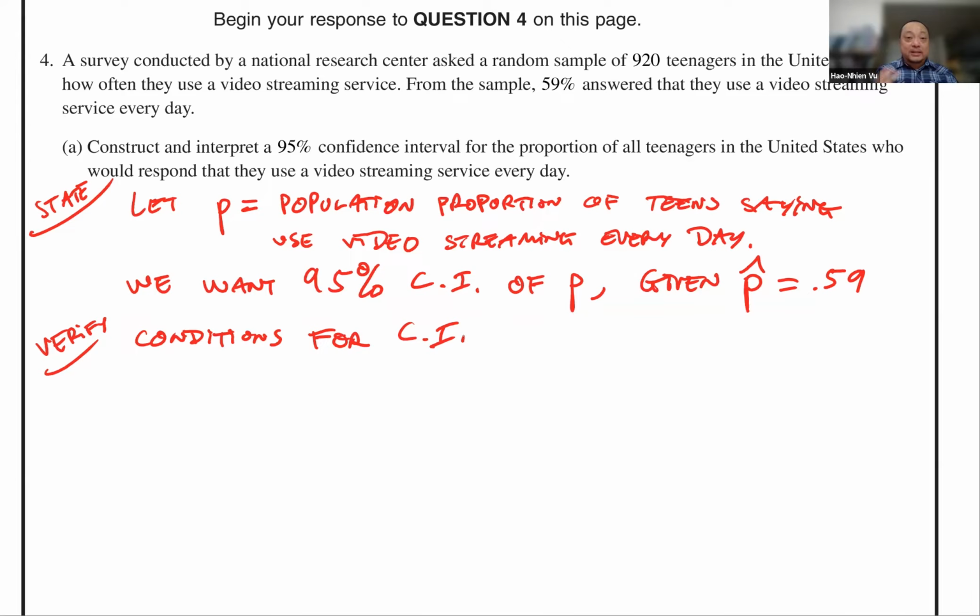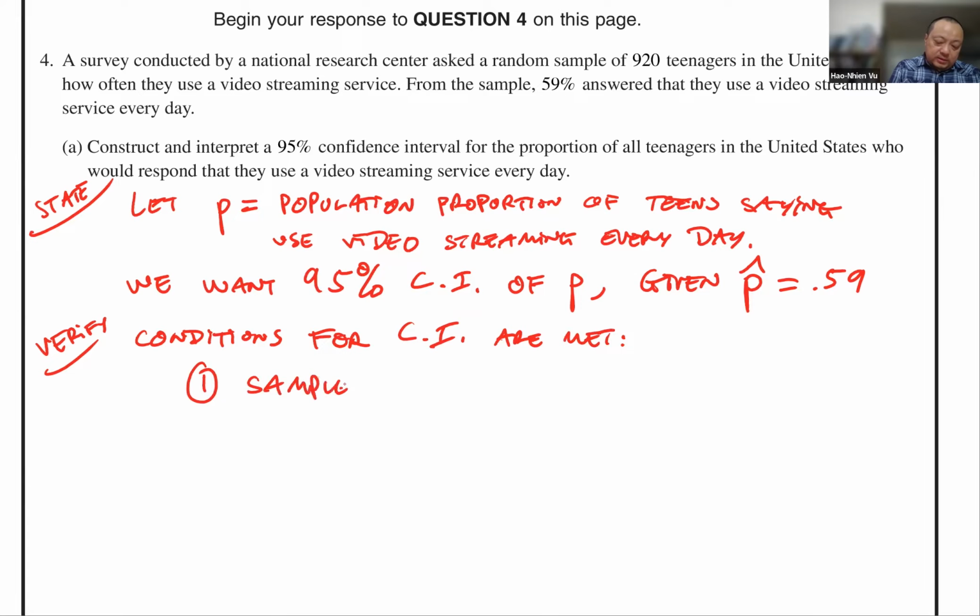And the third thing you need is at least 10 successes and 10 failures. Depending on the book, maybe you learn it as 5 successes and 5 failures, or you learn it as np times 1 minus p, the whole thing, is greater than or equal to 10. So depending on how you learned it, you do whatever you were taught. In this case, they are met because 59% of 920 is way more than 10, and 41% of 920 is also way more than 10. So I'm going to say conditions for CI are met.